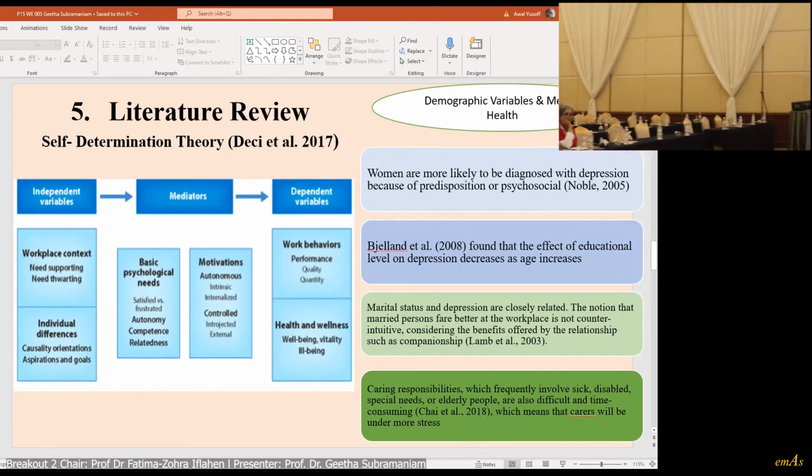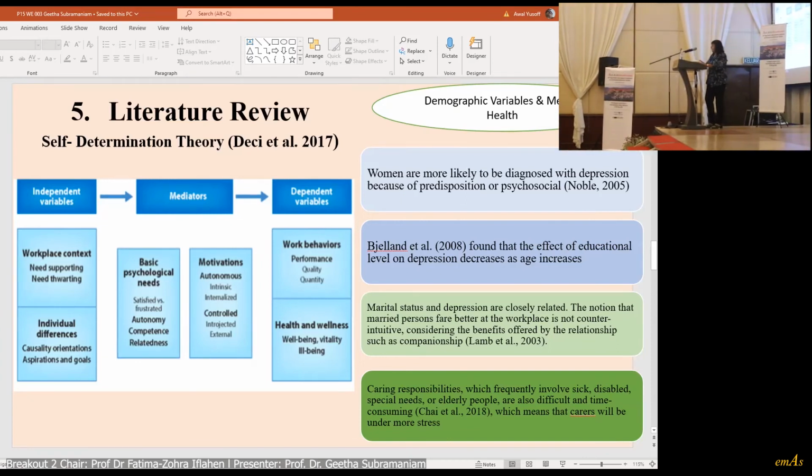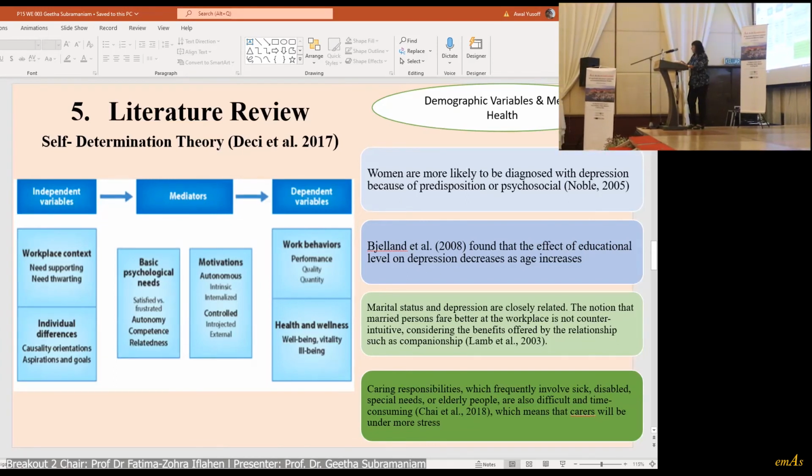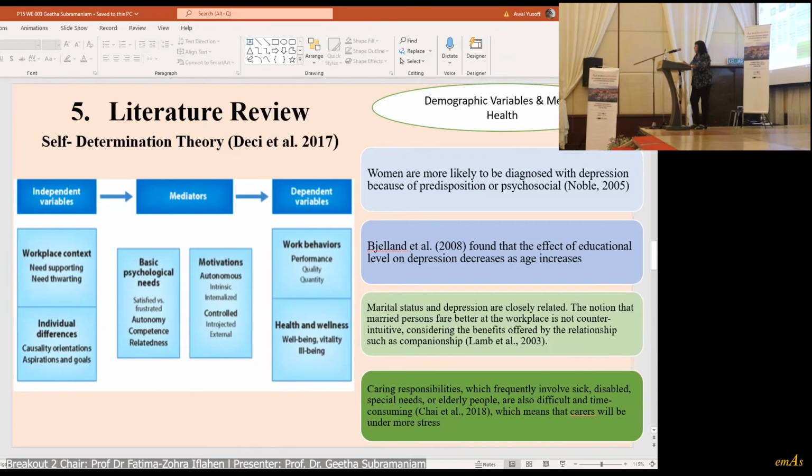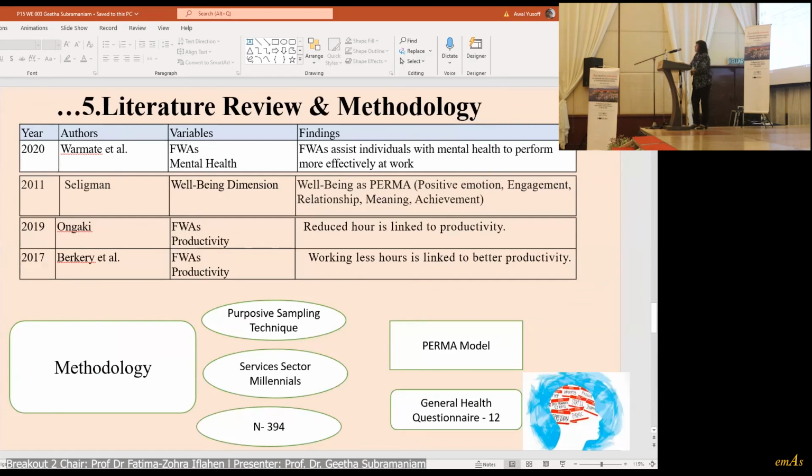As I said, this is a part of a bigger project. In this study, we looked at the independent variables, workplace and differences. And we were trying to see whether autonomy actually has a role to play between the variable in discussion and mental health, well-being, and productivity.